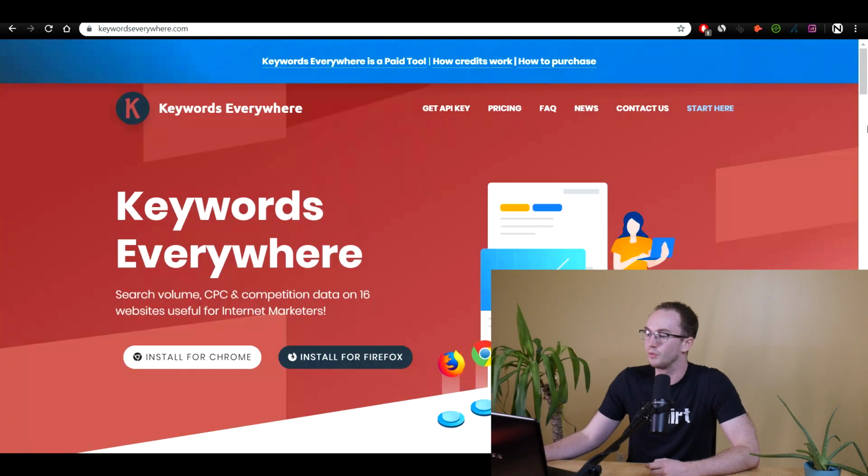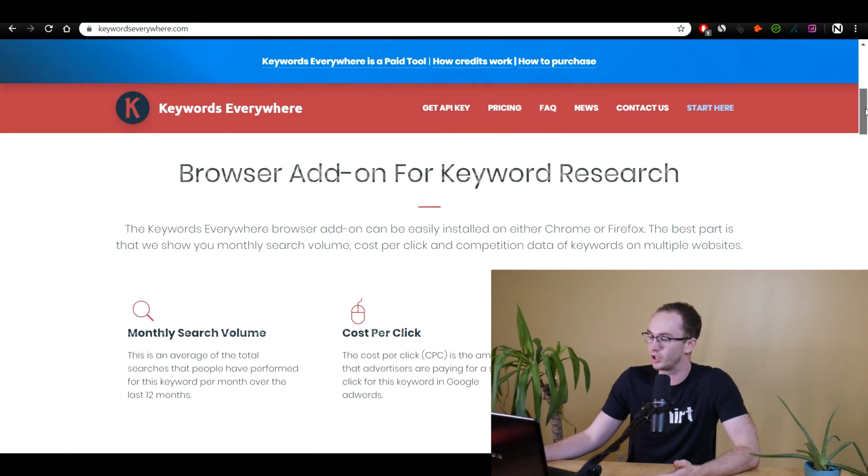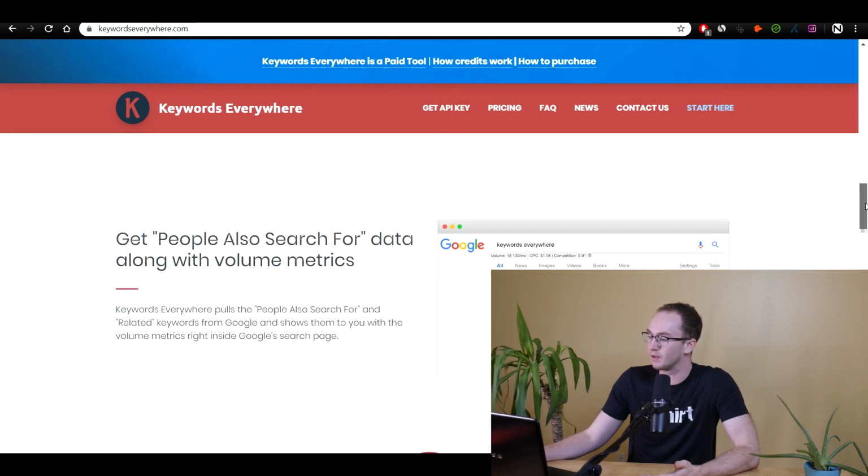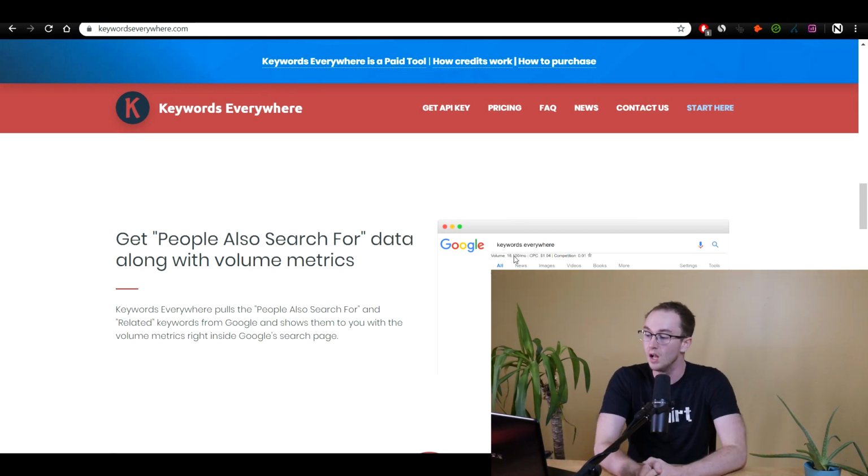Moving on to the next one, we have Keywords Everywhere. This tool used to be free. It is now a paid tool, but if you're probably very familiar with this, it's a Chrome extension, and basically you can get the metrics right on Google of your search volumes, the CPCs, and the competition. I would say the CPC and the search volume are the two best metrics that they have. Now that it's a paid tool, it's really not that expensive. It might be $10 for like hundreds of thousands of credits.